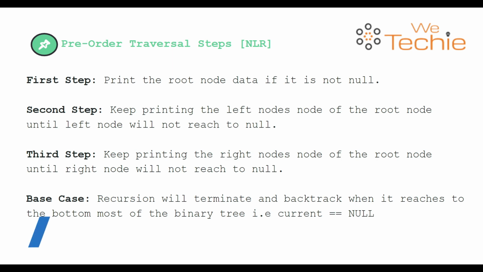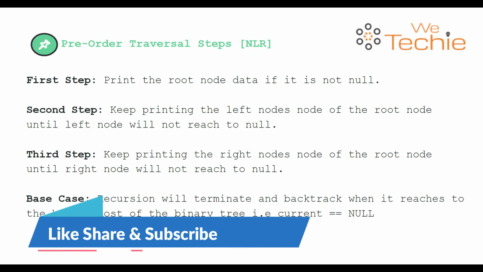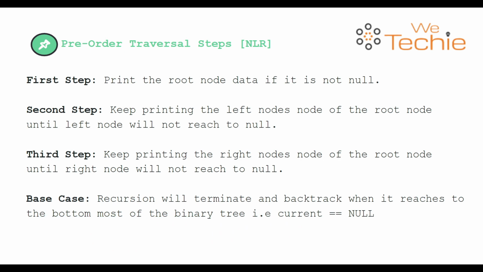To do this, we have to follow some steps. The first step is we have to print the root node if it is not null. The second step is we have to keep printing the left node of the root node until the reference of the left node reaches null. The third step is we have to keep printing the right node of the root node until the right node reference reaches null.